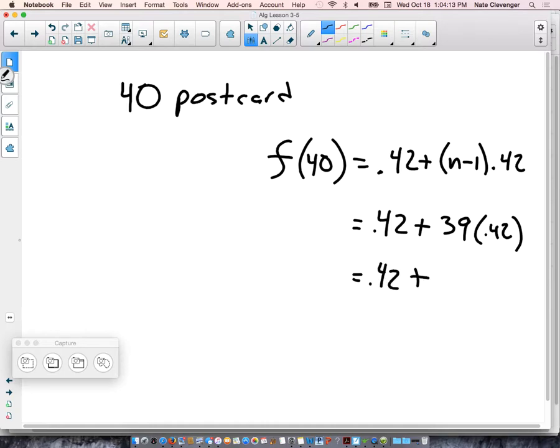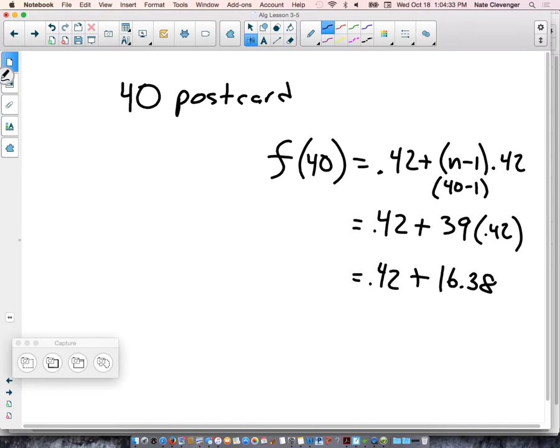Anybody have a calculator to do that for me? So you just plug 40 in for n. I shortcutted that. I should have written that down so you weren't confused by that. But yeah, 16.38.